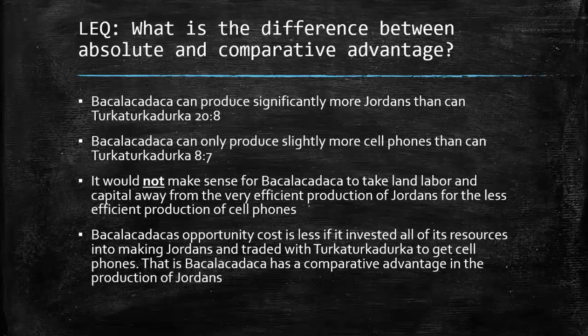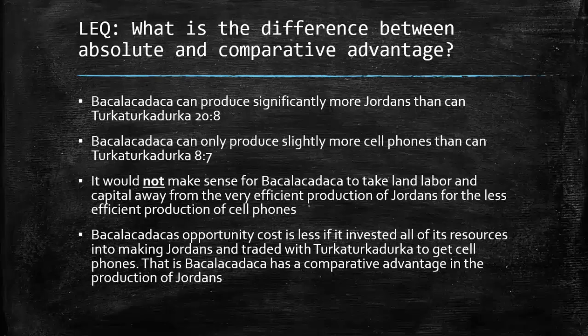So Bakalakadaka's opportunity cost is less if it invested all of its resources into making Jordans and traded with Turkadurka to get cell phones. That means Bakalakadaka has a comparative advantage in the production of Jordans when compared to Turkadurka.